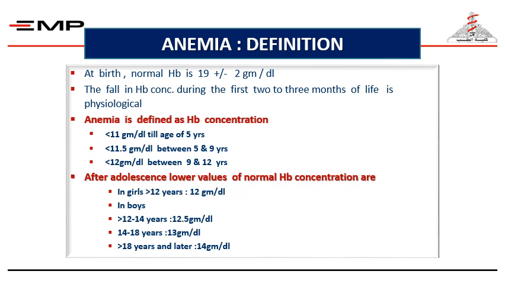This is physiological. Then later on, anemia is defined as a hemoglobin concentration less than 11 grams until the age of 5 years, less than 11.5 between 5 and 9, less than 12 between 9 and 12. And then at adolescence, we expect that the lower limit for girls is 12 grams, with values higher in boys.